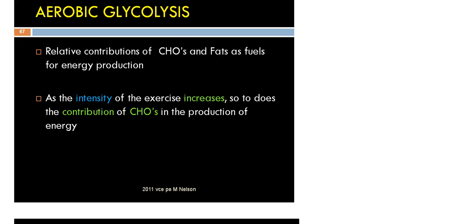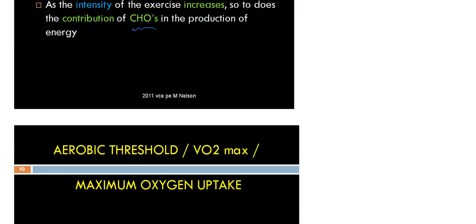Now, our relative contributions of carbohydrates and fats will depend on intensity, and as intensity increases, so does the contribution of carbohydrates. The greater the intensity of work, the greater the proportion of fuel that is carbohydrate.